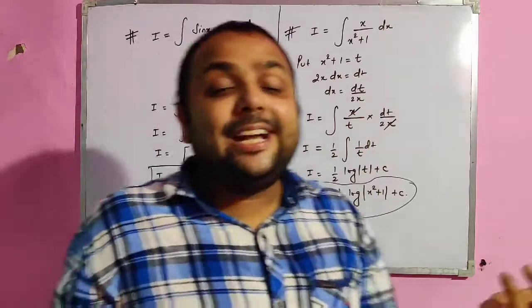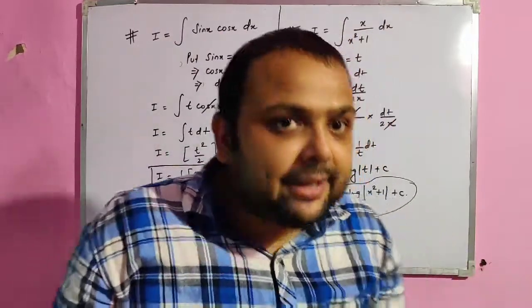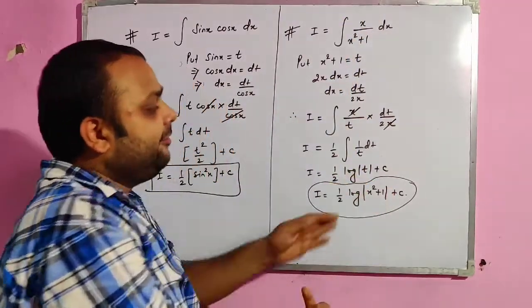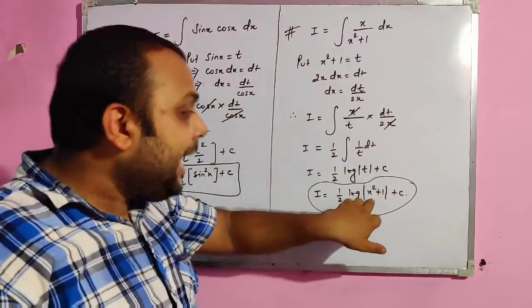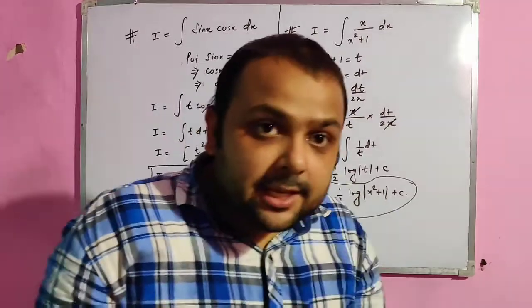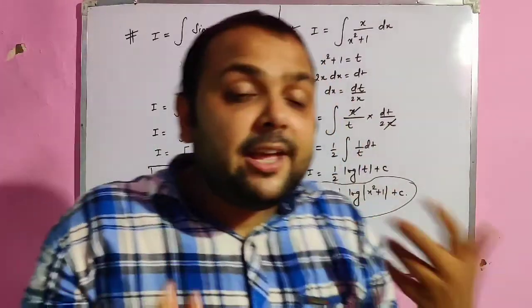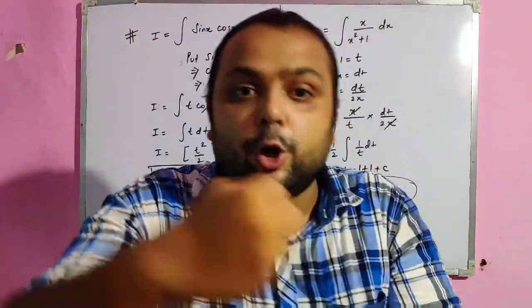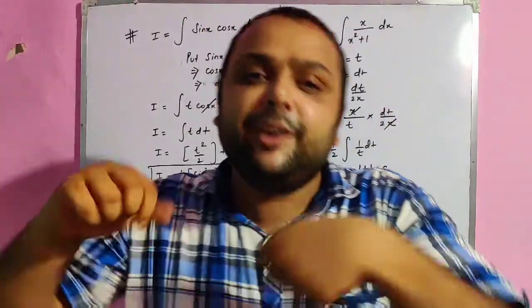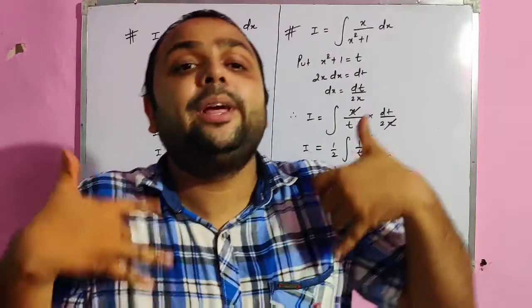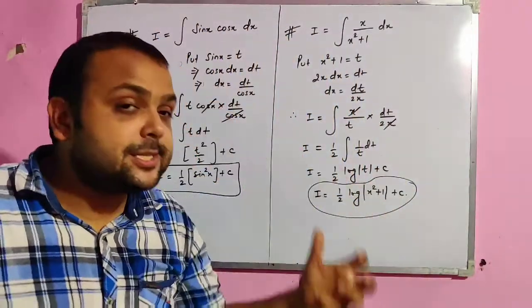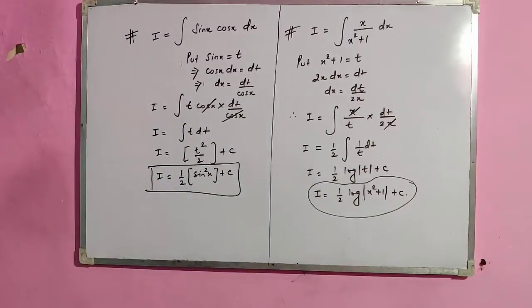Now we all know that the integral of 1 by x is log of x, so this is log of t. Substituting the value again, we get half log of x square plus 1 plus c. So in this way, we have substituted a value and found its derivative in order to eliminate the remaining function and make our problem easier. We'll see some more examples based on this concept of substitution.